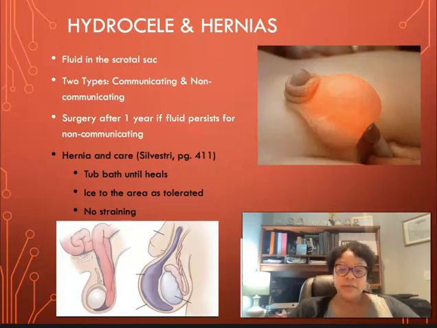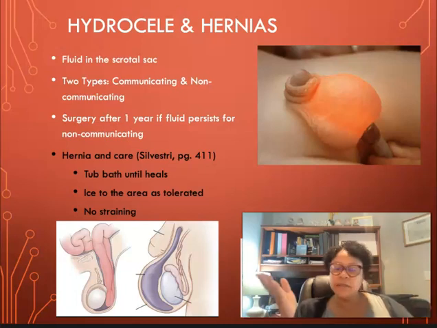Now, hernias, however, there are different types of hernias, and I put the page number for Silvestri, which is 411, if you want to take a look at that. I believe it's actually in the GI part of your Silvestri, because these two lectures go very nicely hand in hand.